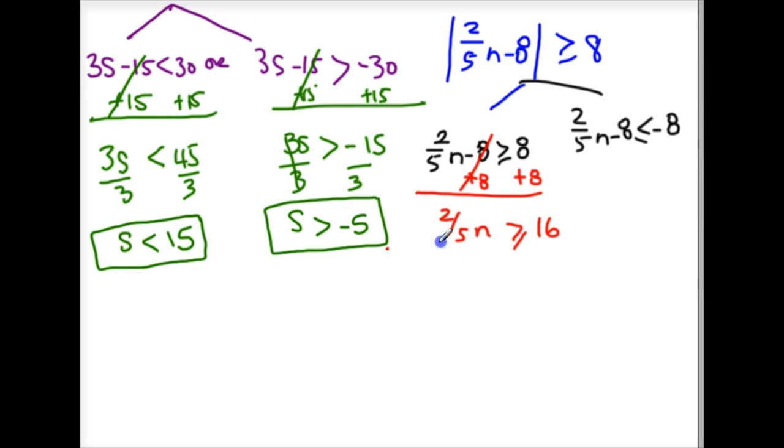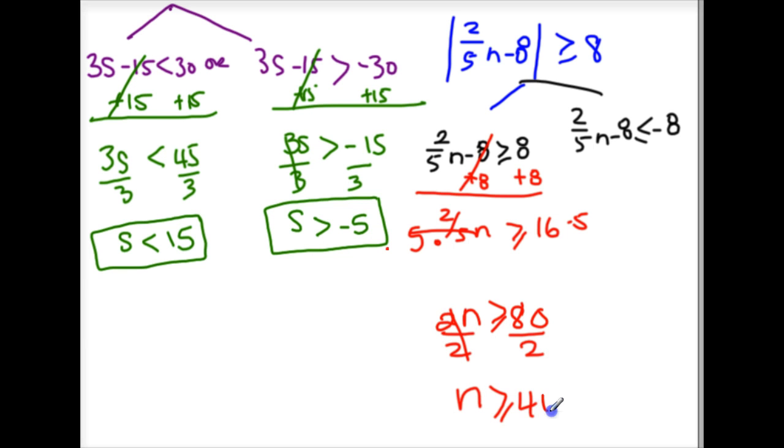Now I need to get rid of the 5, so I'm going to times by 5 on both sides. These cancel. I'm left with 2n is greater than or equal to 16 times 5, which is 80. What I did was get rid of that denominator, so I have a beautiful 2n is greater than or equal to 80. And then, since I want n by itself, I'll divide by 2 on both sides. N is greater than or equal to 40, and that's one of my answer choices.